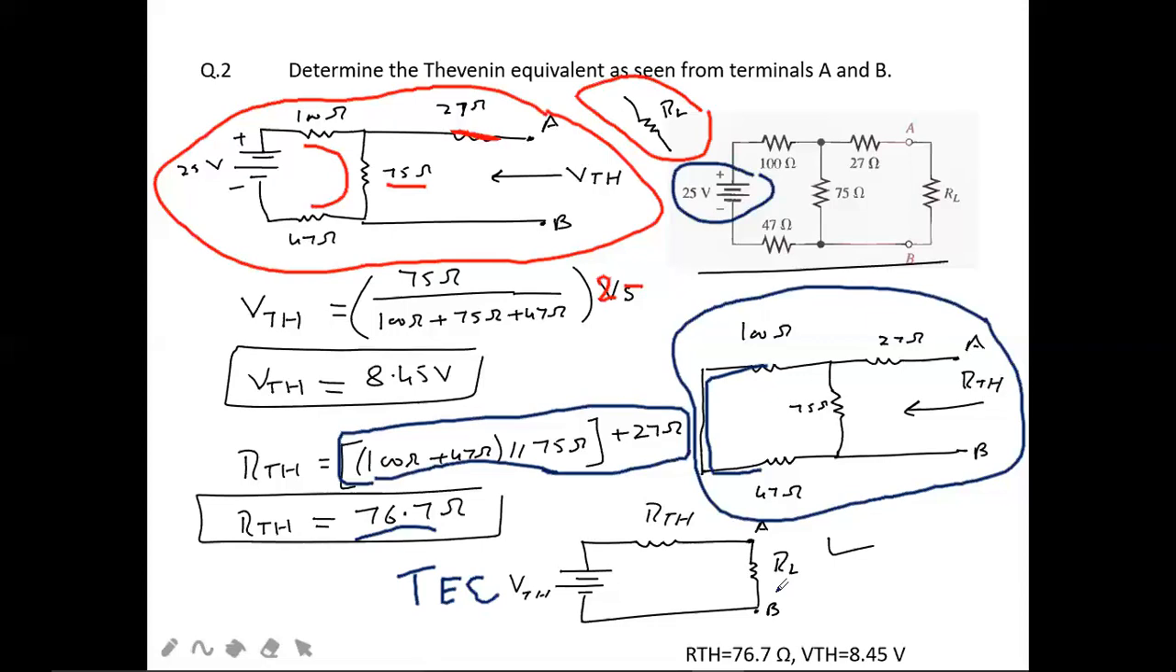Hope it is clear in the slide itself also. You can observe the answers below this slide, 8.45 and 76.7 ohms. Try to practice more problems using Thevenin's theorem, and also practice more problems using the superposition theorem. And we will discuss a few more problems in our next session. Don't worry.